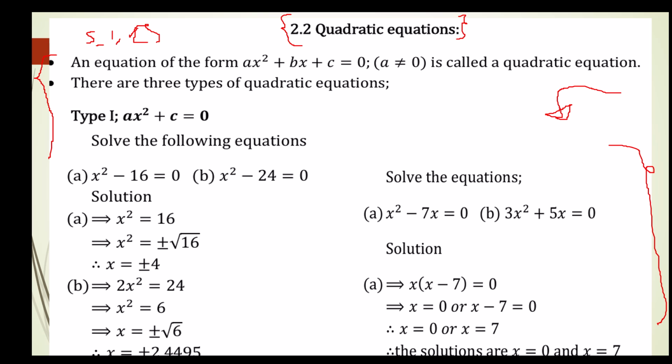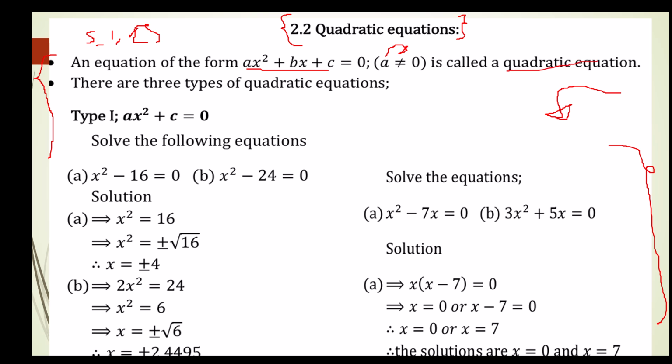Now starting, we are saying that a quadratic equation is an equation in the form of ax squared plus bx plus c equal to 0. But for this, a must not be equal to 0. So it's going to be called a quadratic equation.